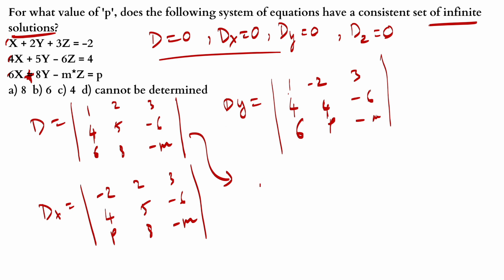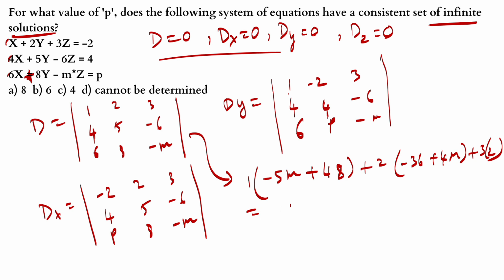This is 1 into 5 into minus m, which is minus 5m, minus 6 into 8, which is 48, minus 48, minus of minus, plus 48, plus 2 into minus 36 plus 4m, plus 3 into 2. So this will be equal to 3m minus 18 is equal to 2 and m is equal to 6. As m is equal to 6, we can directly substitute here. I'm just erasing this. So minus 6 and this is minus 6. So m is equal to minus 6 that we got.